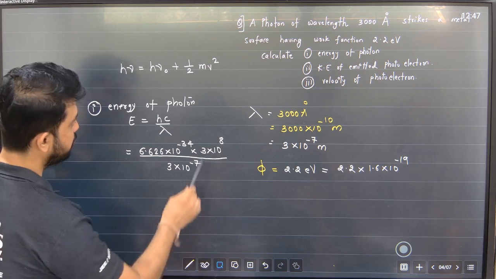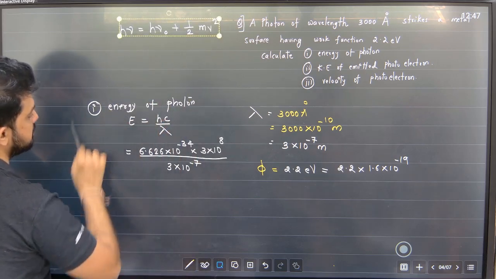Okay, I think you people can do the mathematical part of the question. We will also do it together.